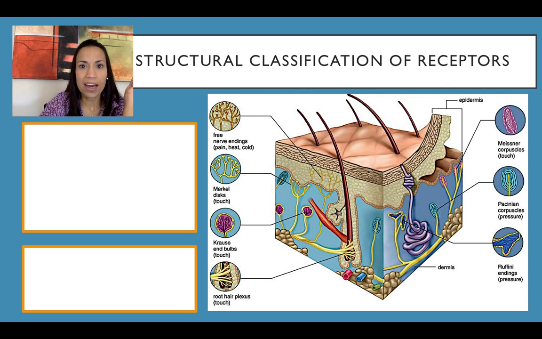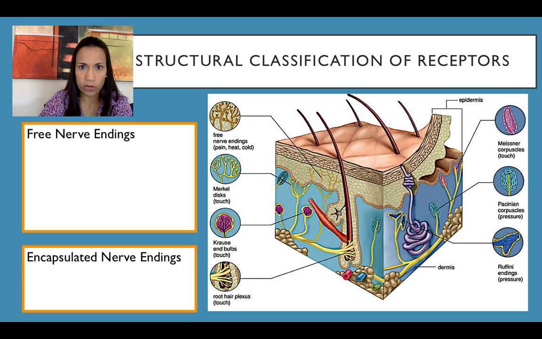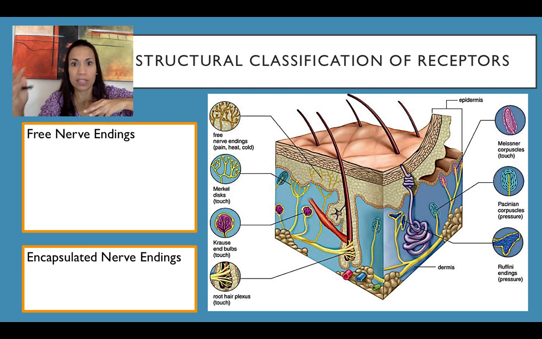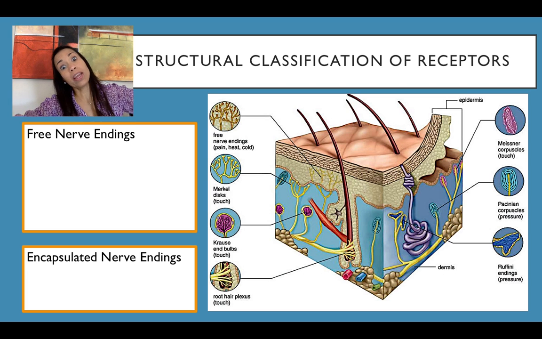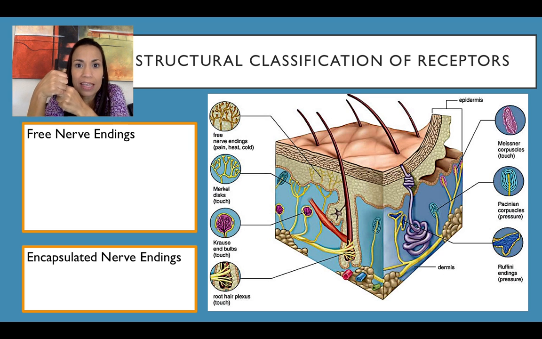Now, the structural classification of the receptors. How do they look? Well, these are either free nerve endings or encapsulated nerve endings. Remember, it's a nerve ending. It's the ending part of the dendrites. Imagine all the dendrites of the sensory neurons. They can be free or they can be trapped inside a capsule. And that capsule is made out of connective tissue.